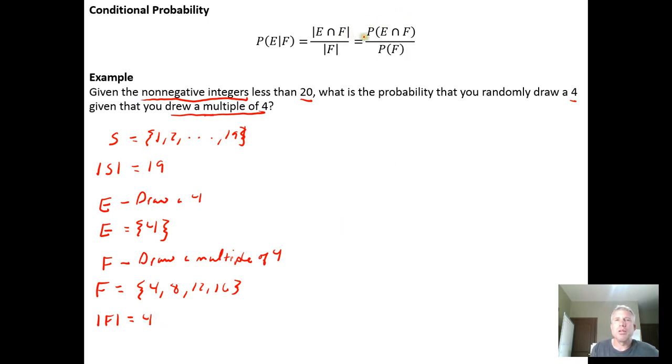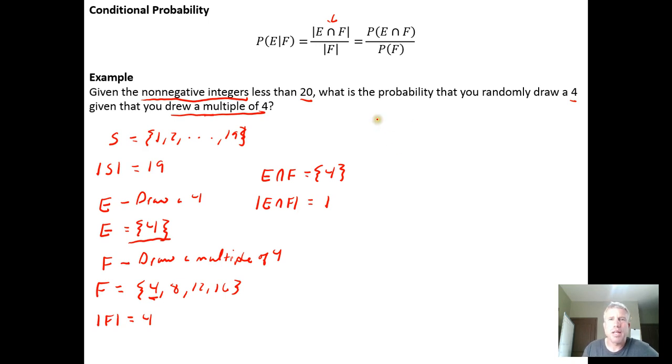And then we need to know about the intersection. Right, we're interested here in the intersection between E and F. So if we look at E intersect F, what does it look like? The intersection between E, which contains 4, and F, which contains the multiples of 4, is just 4. 4 is the thing that is common to the intersection. And we see that the size of E intersect F is just 1. And now I believe we have all the pieces that we need.